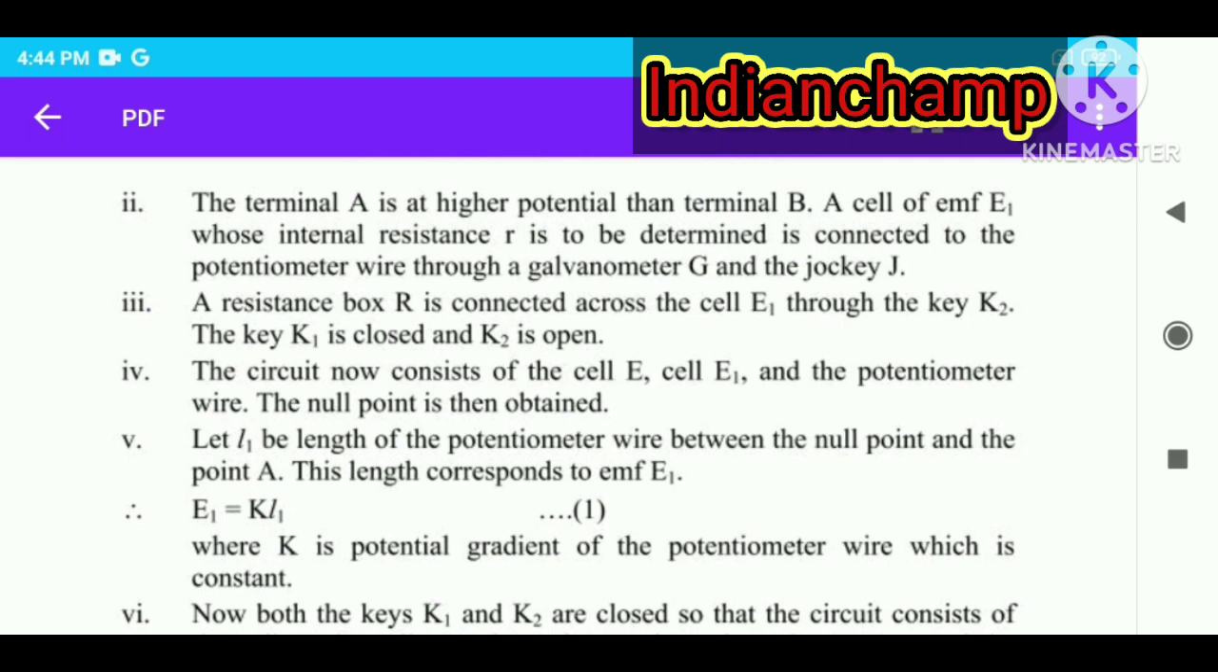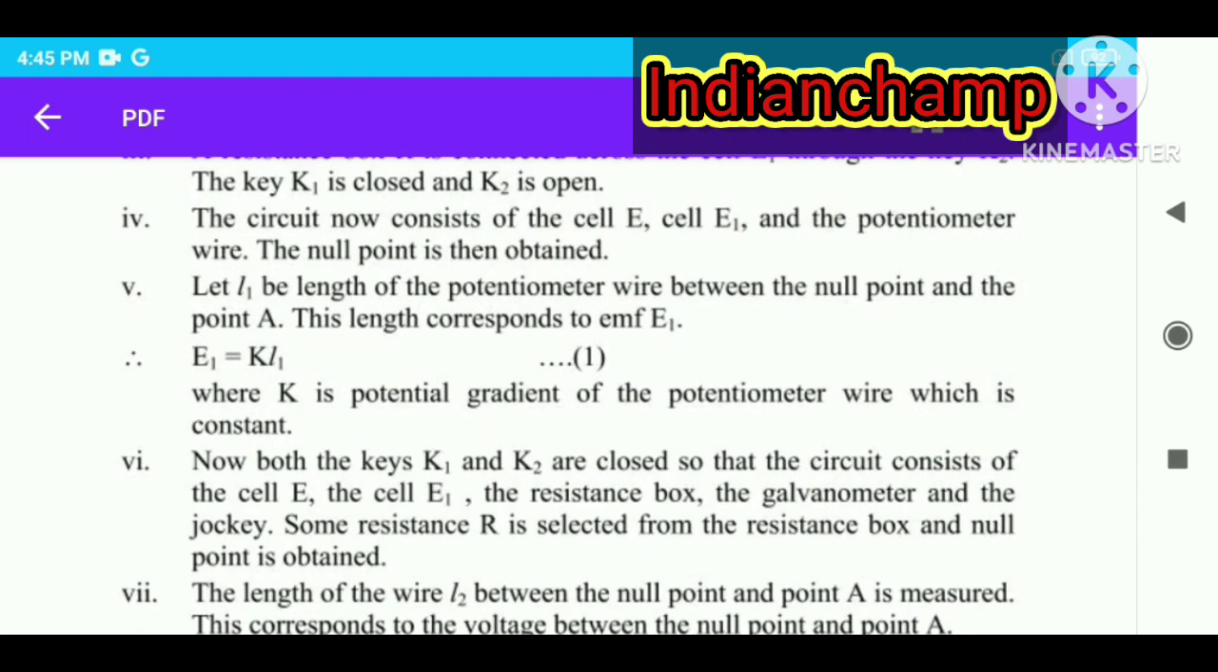Fourth, the circuit now consists of the cell E, the cell E1 and the potentiometer wire. The null point is then obtained. Fifth, let L1 be the length of the potentiometer wire between the null point and the point A. This length corresponds to EMF E1. Therefore, E1 is equal to K into L1, equation first, where K is the potential gradient of the potentiometer wire, which is constant.